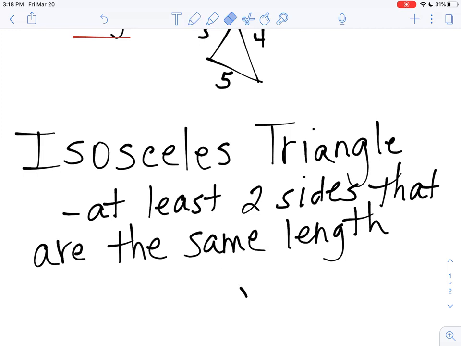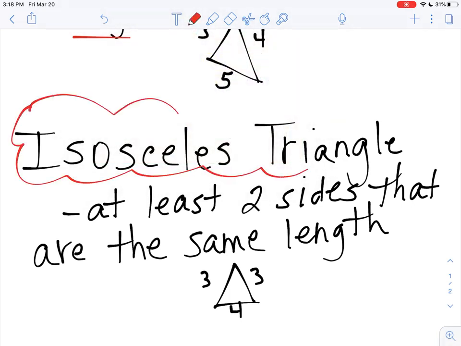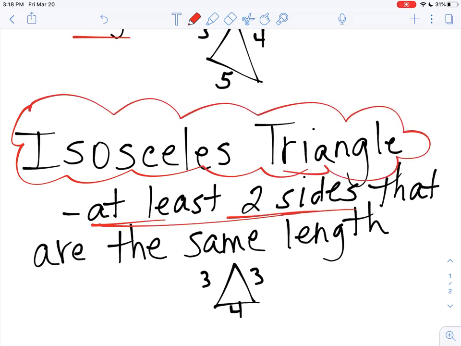Okay, let me try my triangle again because that one was not very good. Okay, a little bit better. And I told you this is 3, and this is 4. Well, we know we said an isosceles triangle, that funny sounding word, isosceles triangle, at least 2 sides are the same length. So an isosceles triangle, at least 2 sides are the same length.